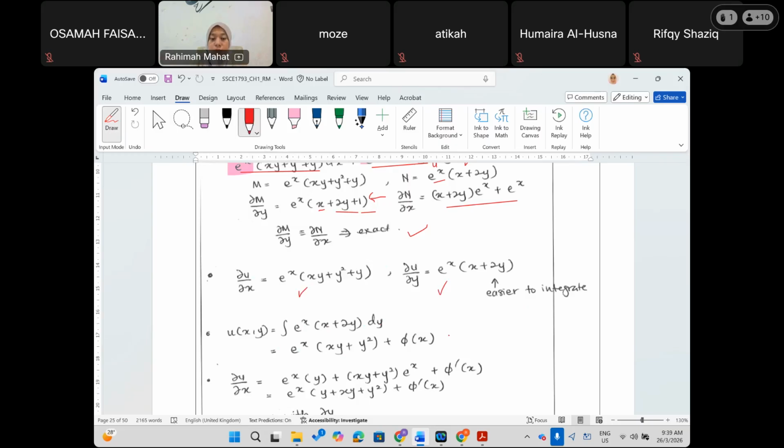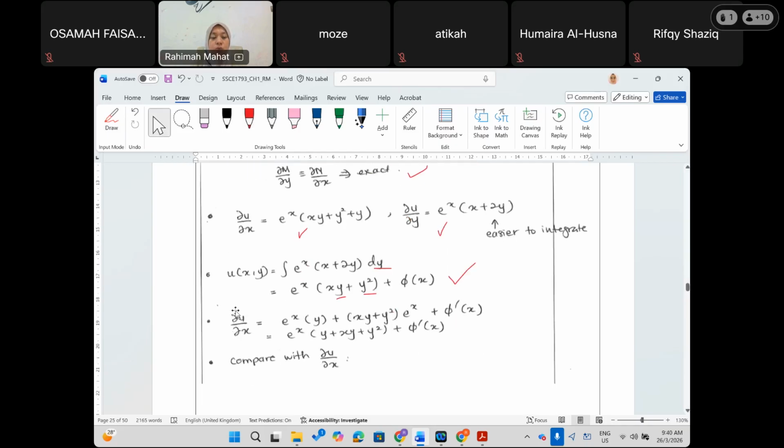And you do the integration, you can get 3x e to the x plus xy, because this one you integrate with respect to y, so that's why there is an additional y here, y squared. Okay, and after you get this, you do the delta u over delta x to get phi prime of x. So this one you differentiate with respect to x, right? Your x you can eliminate. So you can get e to the x, y plus.